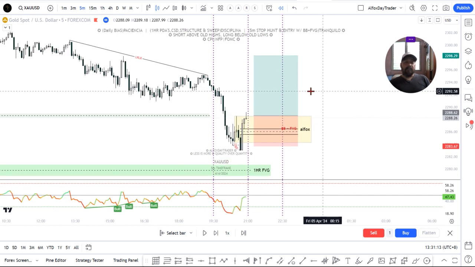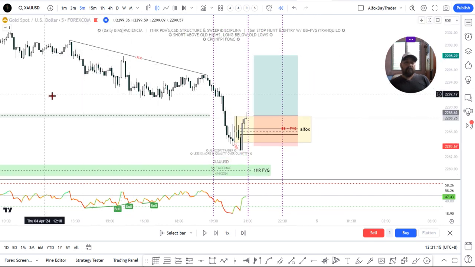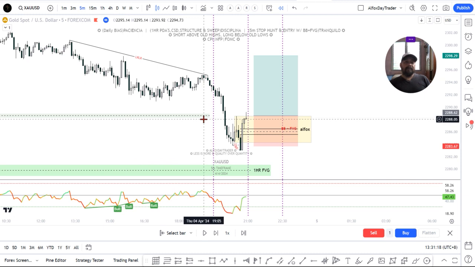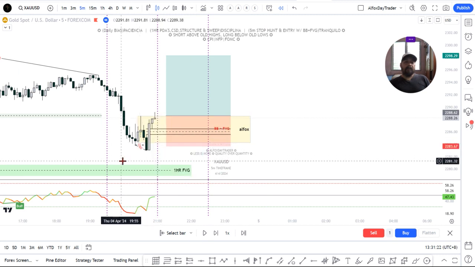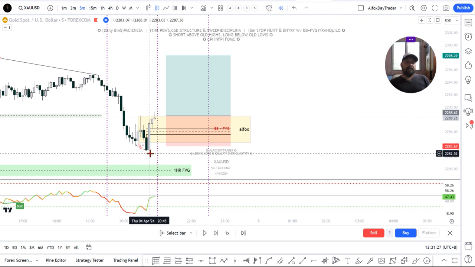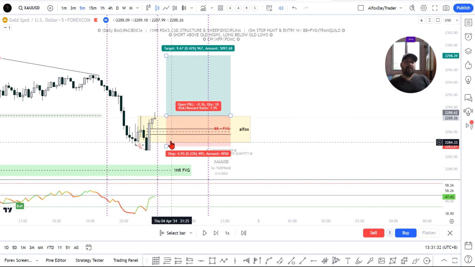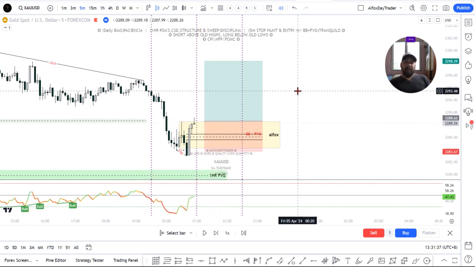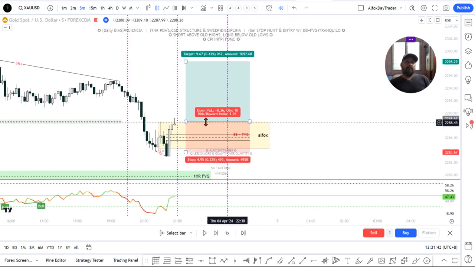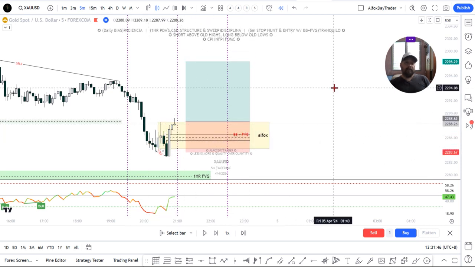So let's review. Now we have our higher time frame mitigation for our PDA. We have our lower time frame stop hunt. We have our RSI divergence. We have this displacement candle. And we have our breaker block. Plus we have our FVG aligned with our breaker block. So now we're one step away from our entry. What we need to see now is for price to break this breaker block, this yellow box.